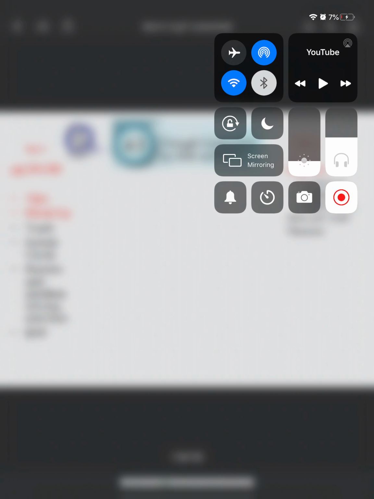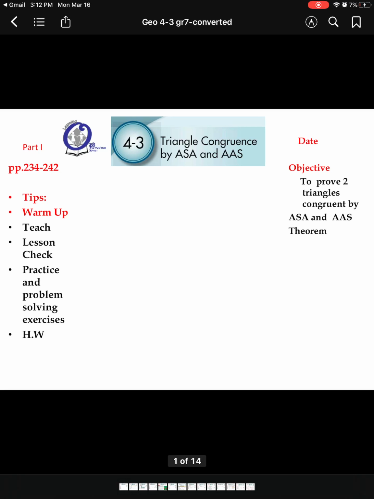Morning everybody. This is lesson 4.3, triangle congruence by ASA and AAS.